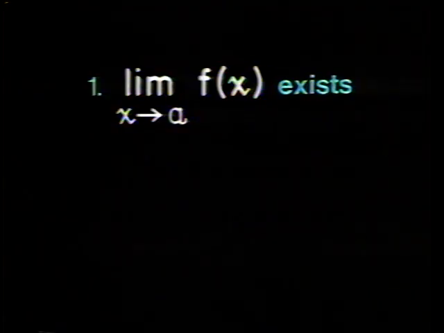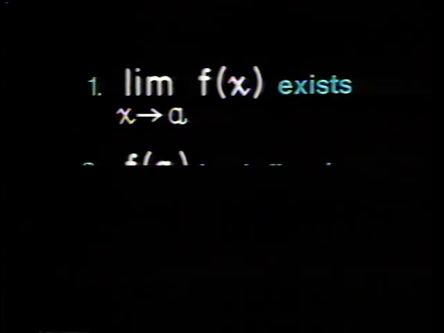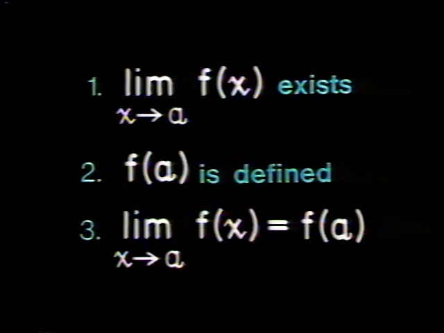Number one, the limit of f of x as x approaches a exists. Number two, f at a is defined. And number three, the limit of f of x as x approaches a equals f at a.